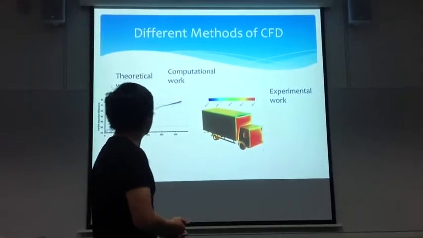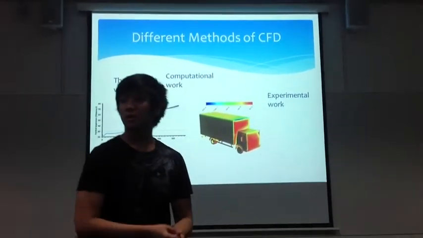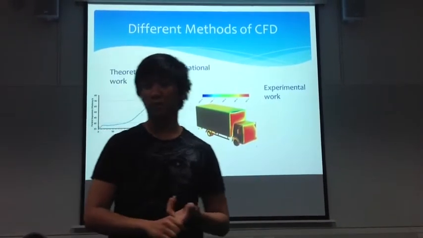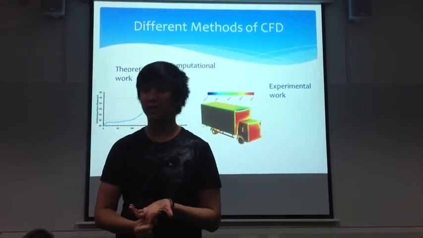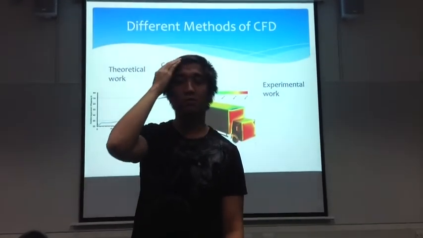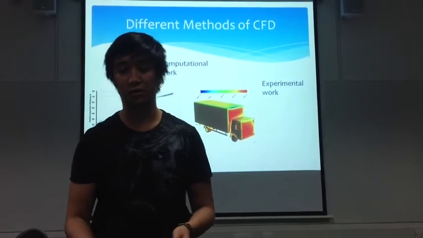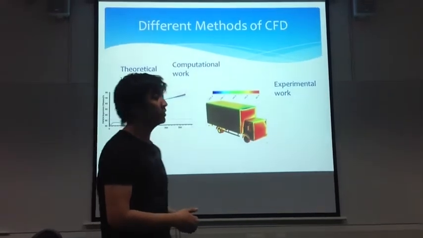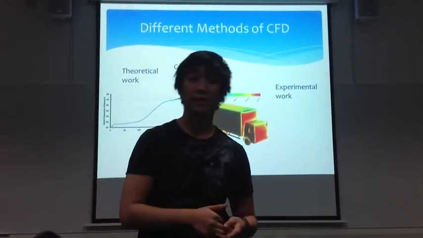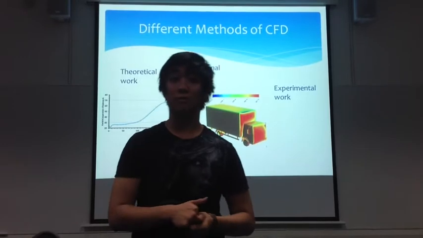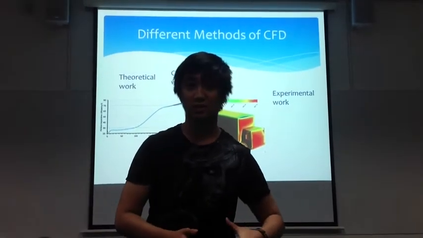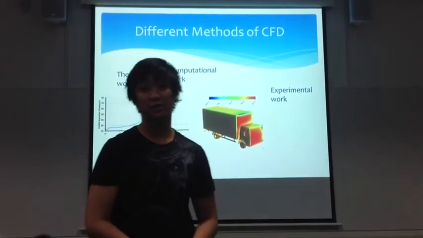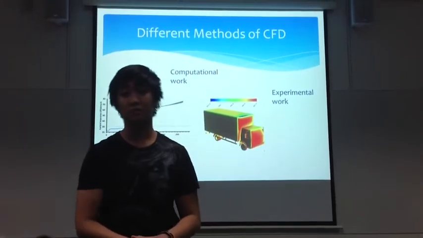Different methods of CFD. Well, you have three methods to work CFD out. You have your theoretical work, which is working out CFD manually, such as doing it on Excel, getting the calculations out, doing all the equations. You also have experimental CFD, which is actually testing it through real life applications, such as a car ramming into a wall, but you don't want to destroy a car. And you also have computational work, which is actually using CFD software such as ANSYS.